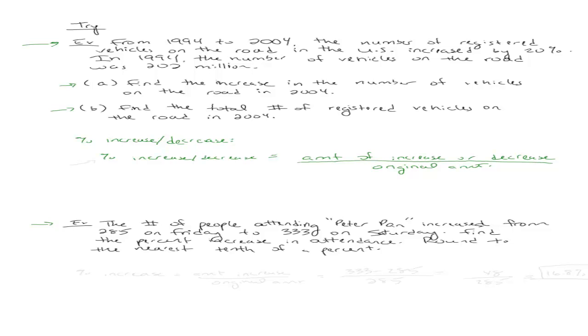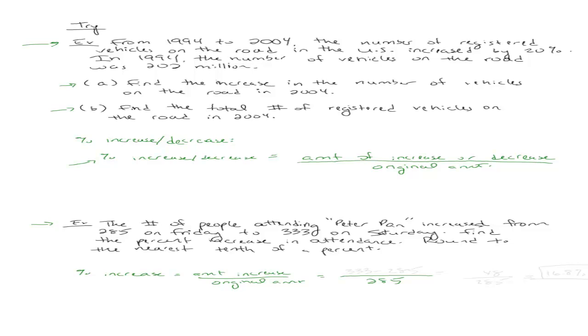The number of people attending Peter Pan increased from 285 on Friday to 333 on Saturday. Find the percent increase in attendance. Round to the nearest tenth of a percent. So I know the percent increase is the amount of increase over the original amount. I know my original amount because it increased from 285 to 333. My original amount was 285.